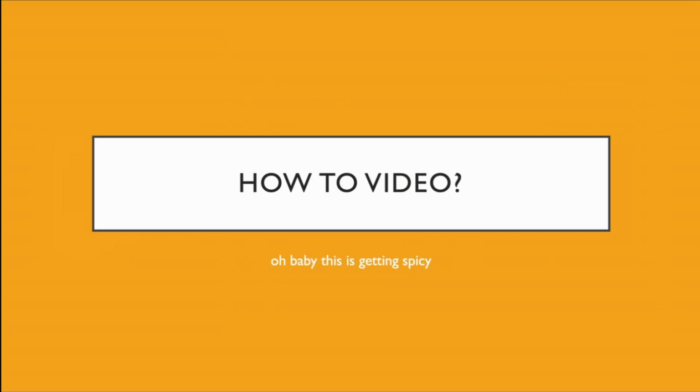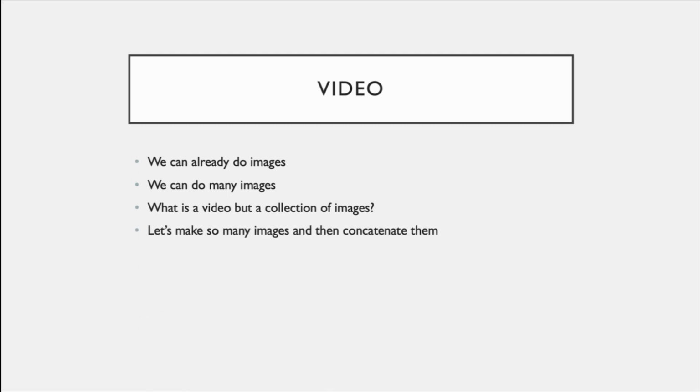Okay. So how do we do video in my mapper class? Because so far everything you do is just an image, right? So we can already do images, right? We can do many images, right? Say it with me. What are videos but a collection of images, right? So we just need to make a lot of images and then concatenate them. Okay. Do you see where this is going? I feel like people are getting it.